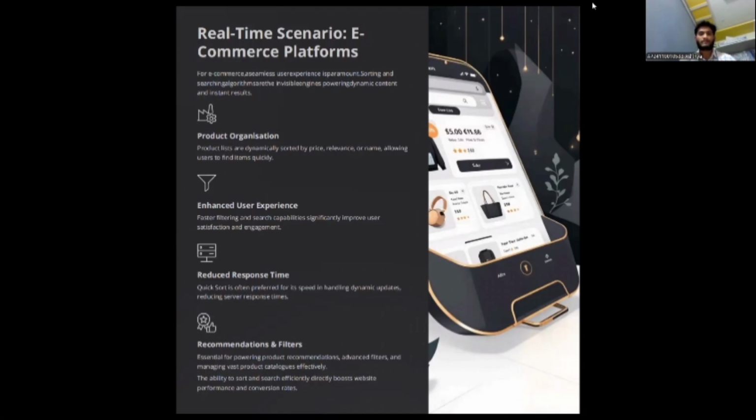Search engines embedded within these platforms constantly analyze large datasets. Advanced sorting methods ensure that results remain accurate. Real-time updates also help maintain trust in product availability. Overall, dynamic sorting and searching technologies form the backbone of modern e-commerce sites.